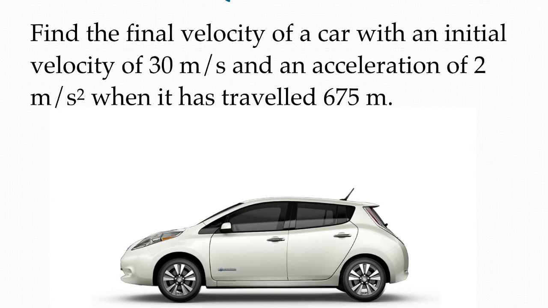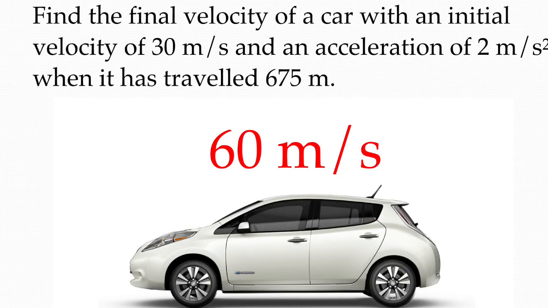Find the final velocity of a car with an initial velocity of 30 meters per second and an acceleration of 2 meters per second squared when it's travelled 675 meters. Pause the video now while you work it out. You should have got a final value of 60 meters per second.